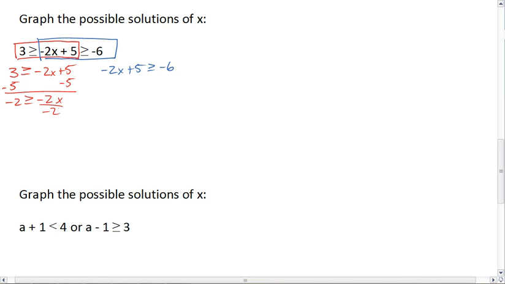I'm going to divide by negative 2. What happens when I divide by a negative? Well, we've got to switch the sign around, so we're going to switch the sign around. So that's going to be 1 is less than or equal to x. We had to switch the sign because we divided by a negative. Here we go. Let's do the other one.